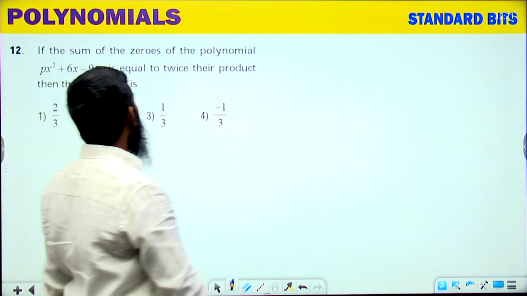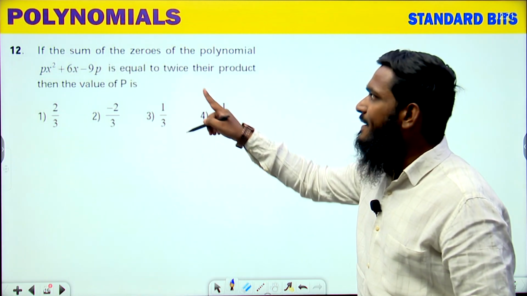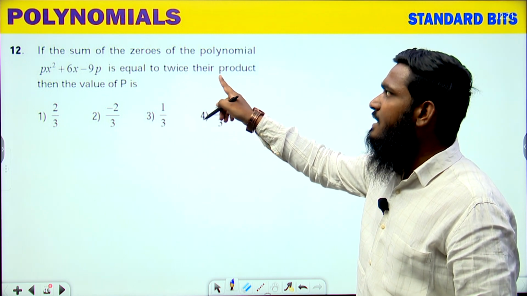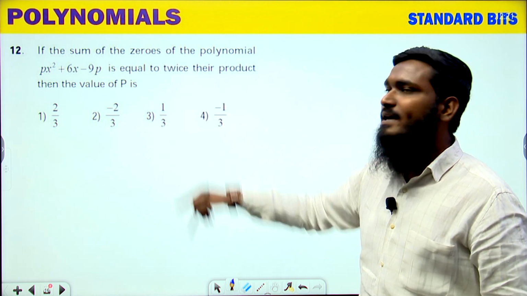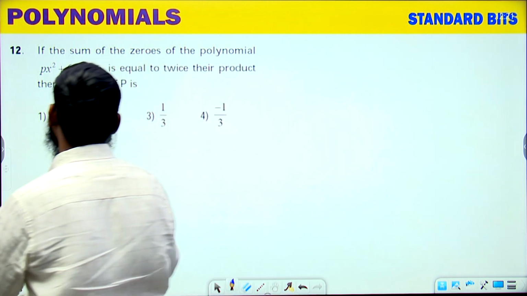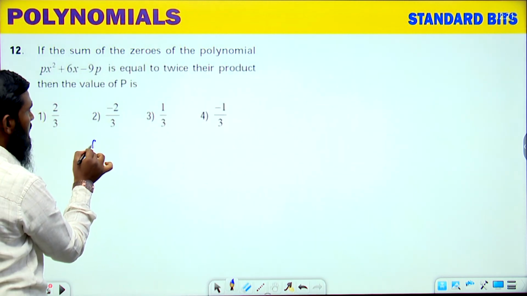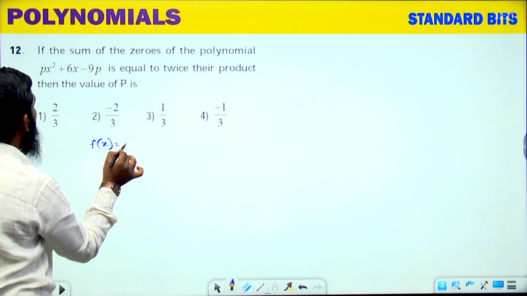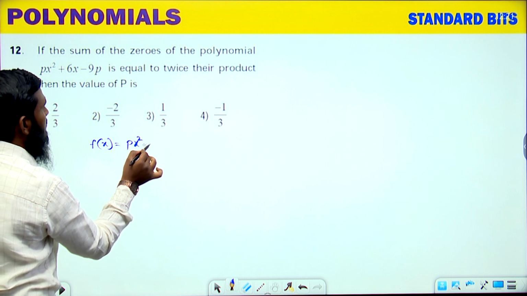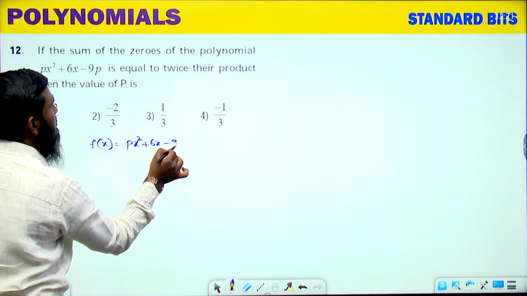Now next question. If the sum of the zeros of the polynomial px square plus 6x minus 9p is equal to twice their product, then find the value of p. Now let us see this part. If you take this polynomial over here, f of x or p of x is equal to px square plus 6x minus 9p.